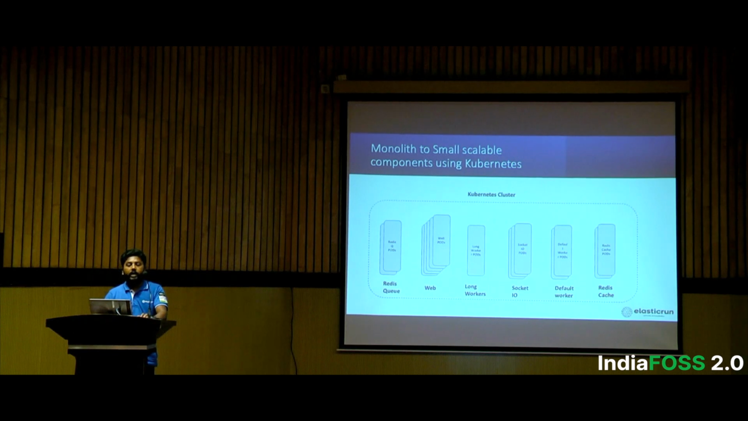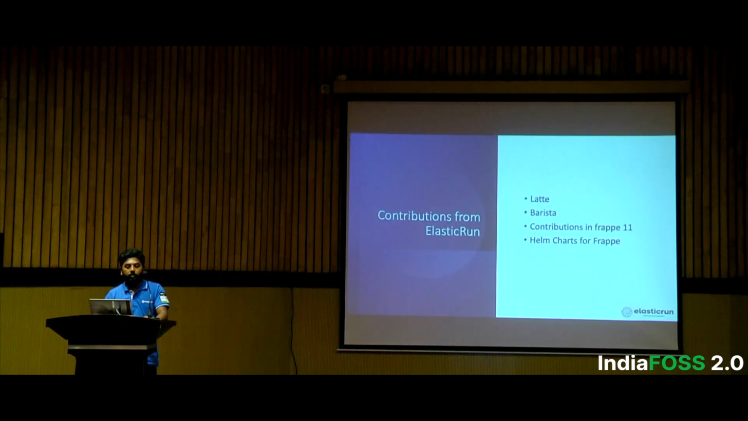So this is how we have containerized Frappe into multiple components: web, default, long and short workers, socket, queue, cache, everything. And based on each business requirement, we are able to independently scale the pods down and up without any downtime. And we have also opened these Helm charts and images for others' usage as well. So these are some of the contributions from ElasticRun to the open source community.